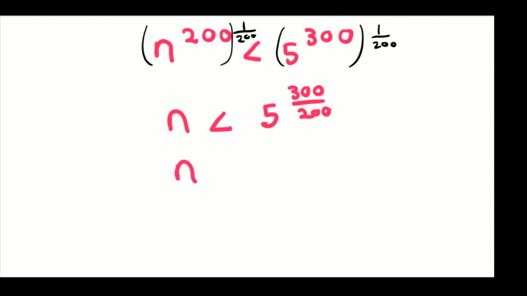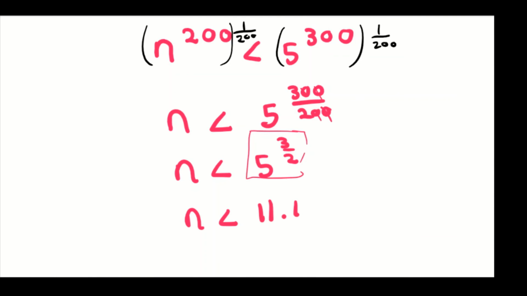right? So it's going to be n being less than, so these zeros go away, we have 5 to the power of 3 over 2, right? And you can put this in your calculator and you will have n being less than 11.18, right? So we can conclude and say n is actually equals to 11.